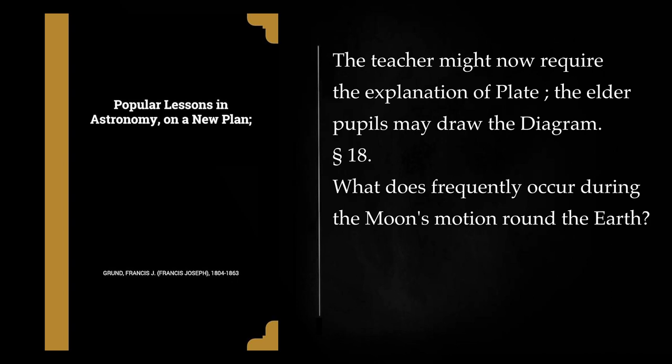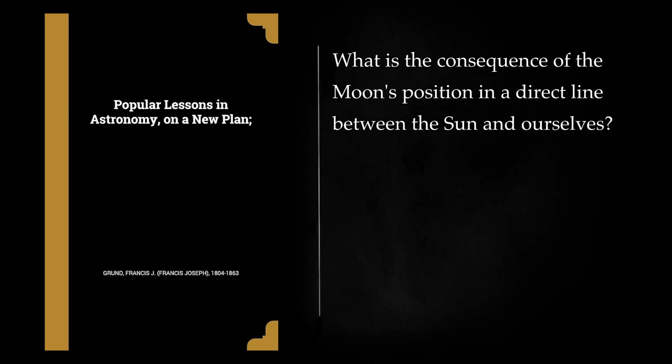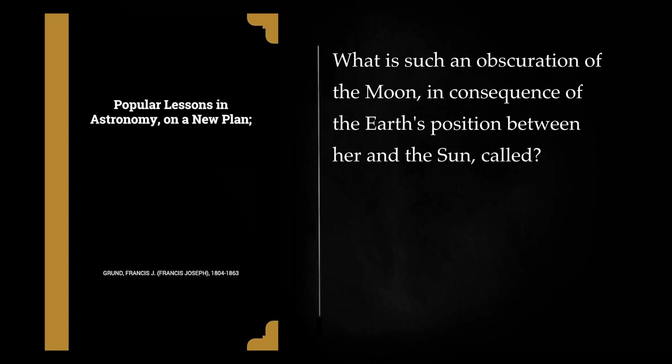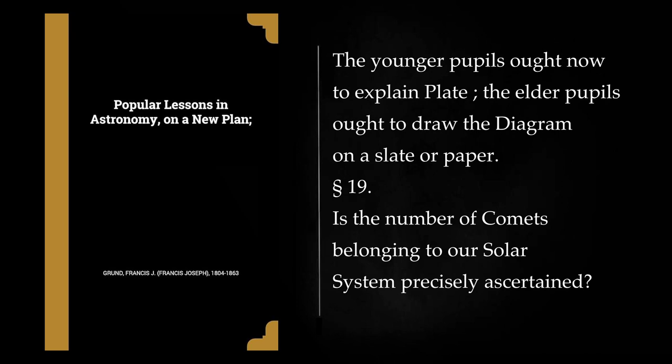Section 18. What does frequently occur during the moon's motion round the Earth? What is the consequence of the moon's position in a direct line between the sun and ourselves? What is such a diminution of light in consequence of the moon being placed between us and the sun, called? What takes place when the Earth is placed between the sun and the moon? What is such an obscuration of the moon, in consequence of the Earth's position between her and the sun, called? The younger pupils ought now to explain plate, the elder pupils ought to draw the diagram on a slate or paper.